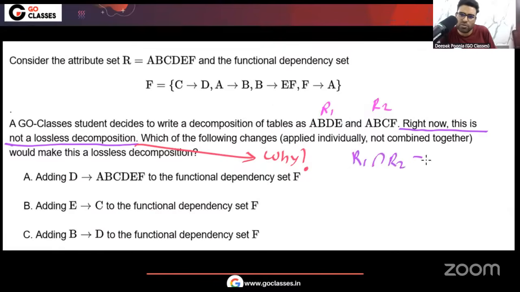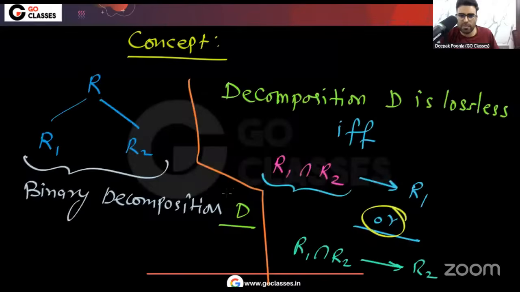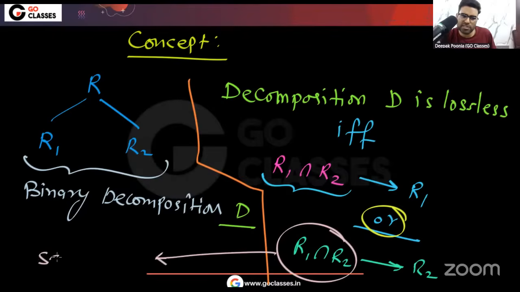When I say R1 intersection R2, I am talking about the schema intersection, the set of attributes common in R1 and R2. Please understand, this is the schema intersection. This is not the intersection of the instances. We are not taking the intersection of tuples. We are taking the schema intersection. Basically, what is the set of common attributes?